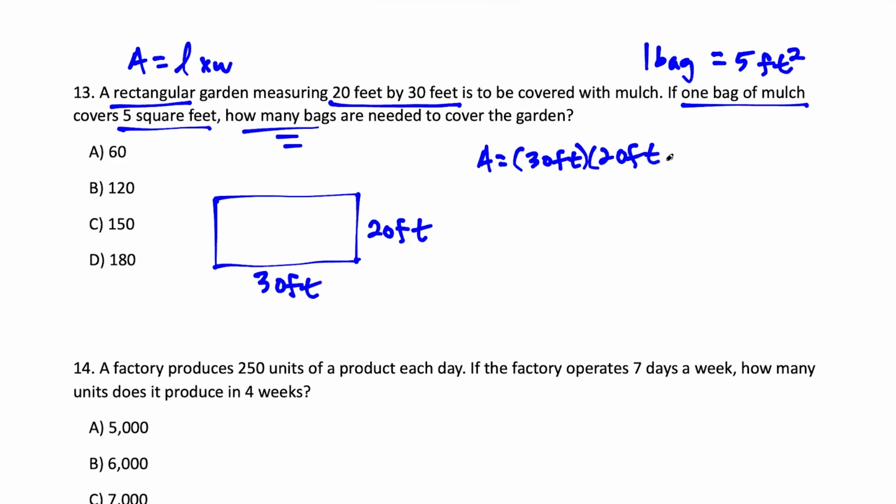Now, the work you show doesn't matter when it's multiple choice, but I'm just going to show this as precisely as I can. So what I'm going to do first is 30 times 20 is 600. And then feet times feet, I'm going to write feet to the second power, but this really means square feet. So now think about what they told us over here.